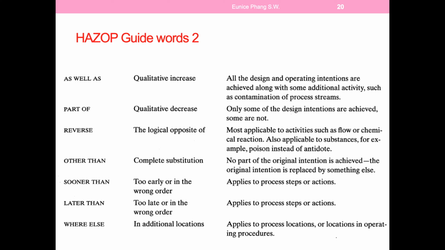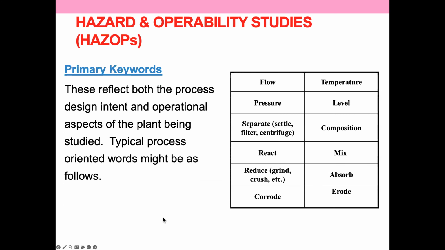Then we have "other than". Other than is like when chemical A is supposed to come in, but what happens if chemical C came in? So that's where you want to look at what really went wrong. Did I have maintenance where the contractor connected the wrong piping? Because those things happen. Or let's say you have a timer, when we have sooner than or later than, it always talks about a process step or an action, or it always involves timing. Okay. And where else? Things like the locations, operating procedures, etc.